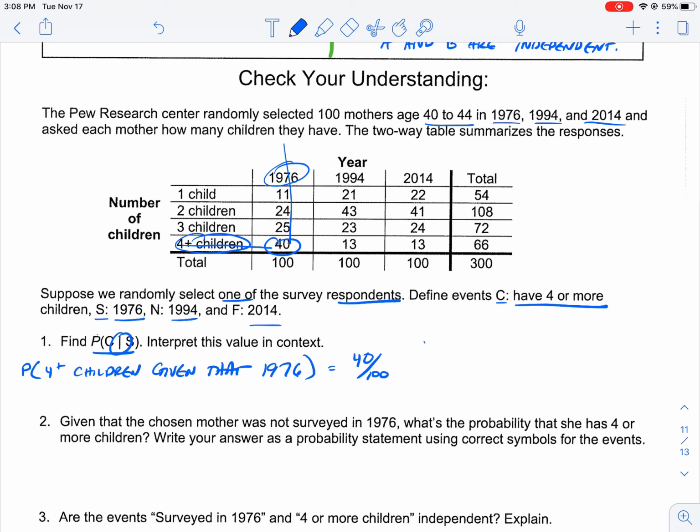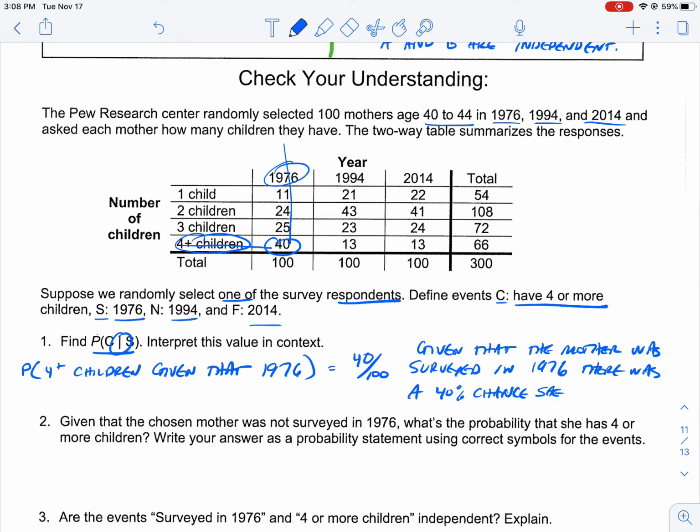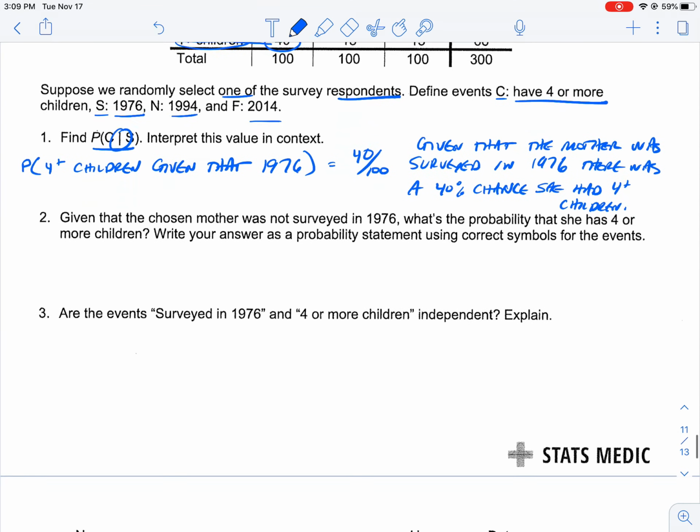Interpret the value in context. So given that the mother was surveyed in 1976, there was a 40% chance she had 4 plus children. Okay, 40% chance she had 4 plus children.